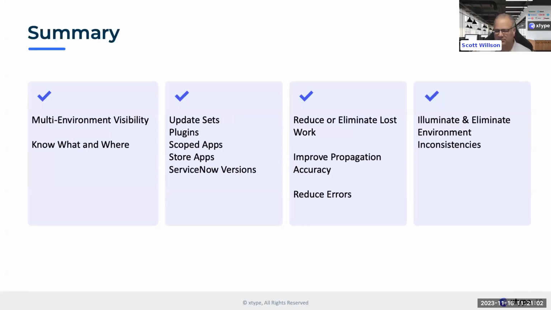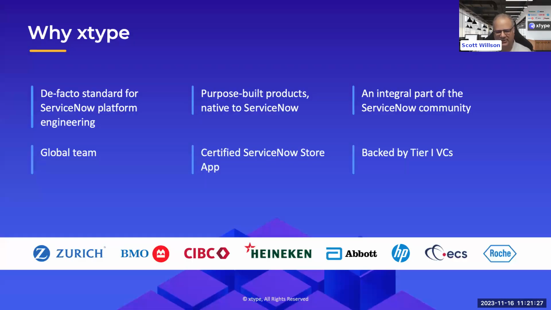And so ultimately, what X-Type is going to help you do is illuminate and eliminate environment inconsistencies. Now, we're not talking about the eliminate part. That's some of the additional functionality X-Type has. Today, we were focusing on just the visibility component. But as I said, we do have a store app in the ServiceNow App Store, and you can download it and get started with that today.